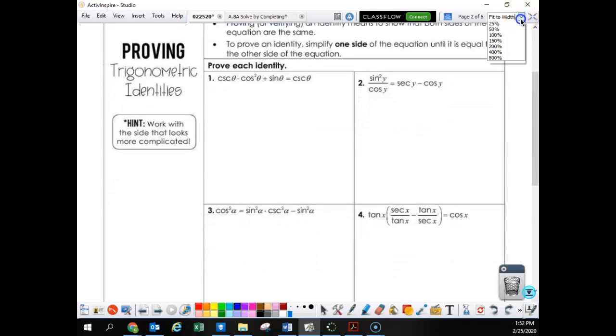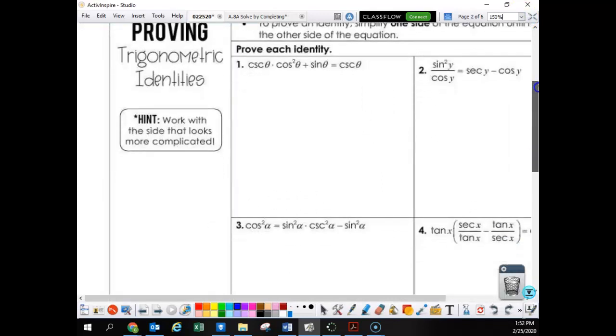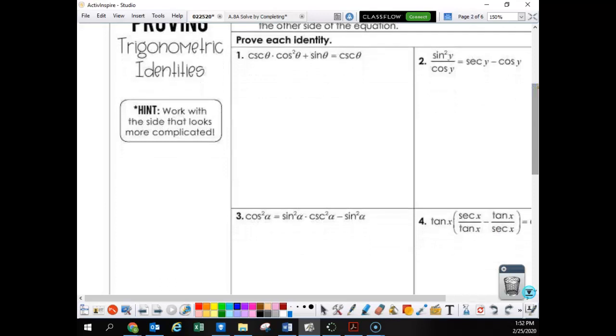All right, so let's look at number 1. Number 1 is cosecant theta times cosine squared theta plus sine theta is equal to cosecant theta. All right, so look at your reference sheet. What can we change about that left side? Because we want to simplify that left side. So cosecant is 1 over sine theta times cosine squared theta plus sine theta.